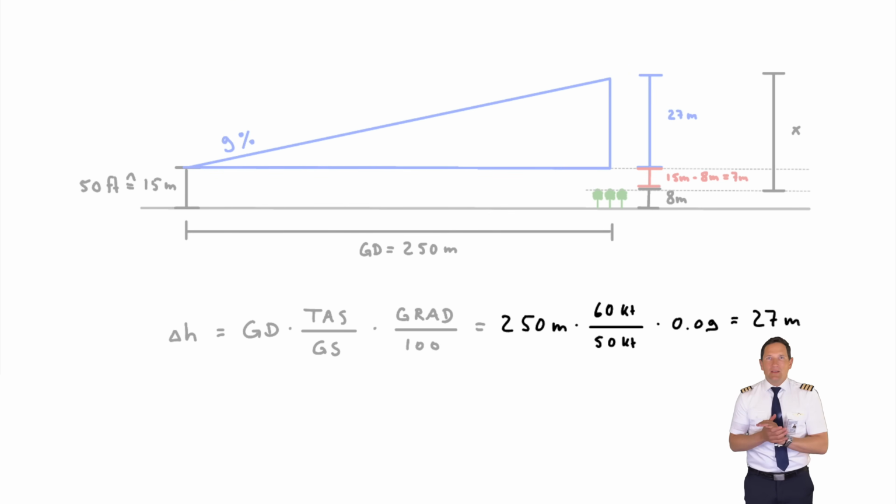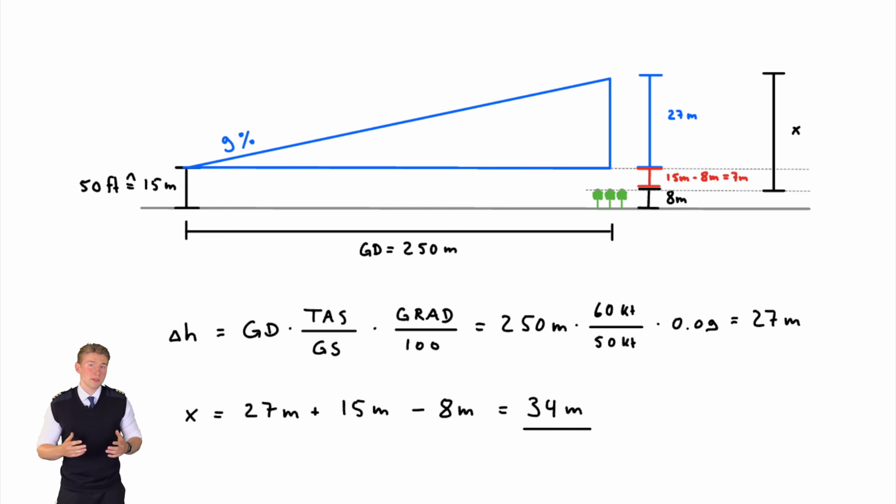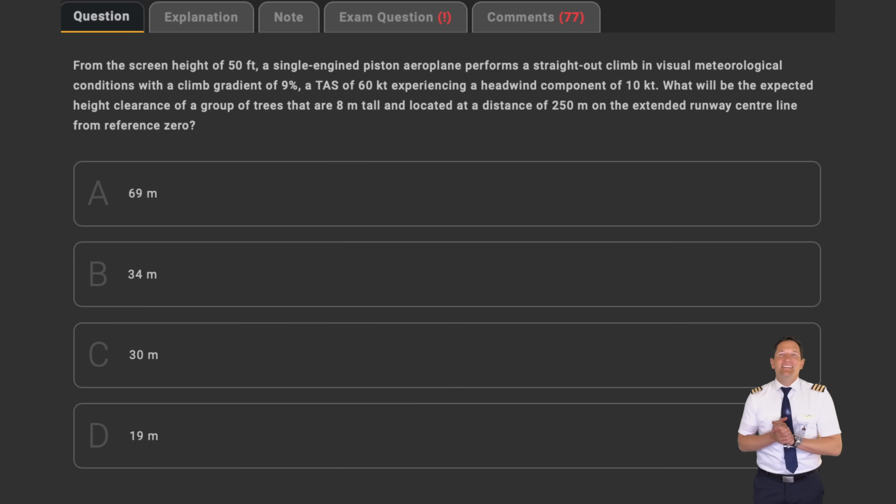Okay, first step achieved. Now let's bring in the screen height and the trees again. The 50 feet screen height equals 15 meters, so we effectively climbed to 42 meters. And the question asks, how high are we above the trees? So we subtract the 8 meters and bam, 34 meters is the solution. 34 meters is the correct answer.